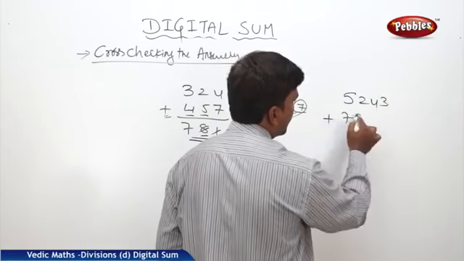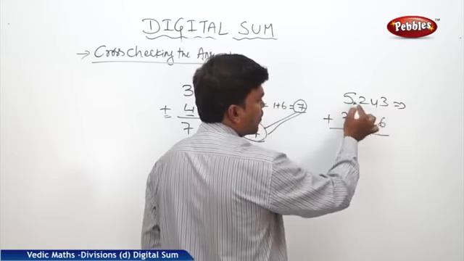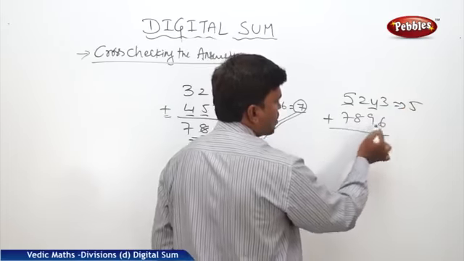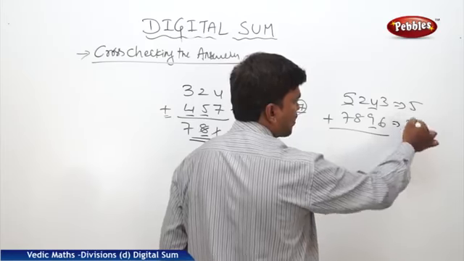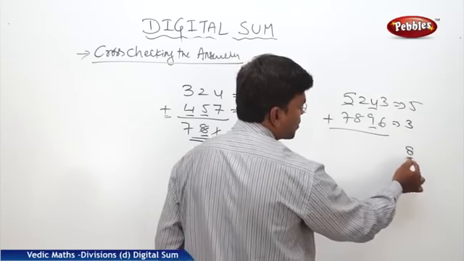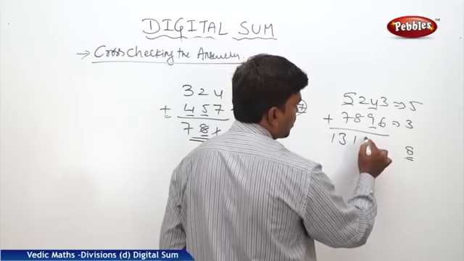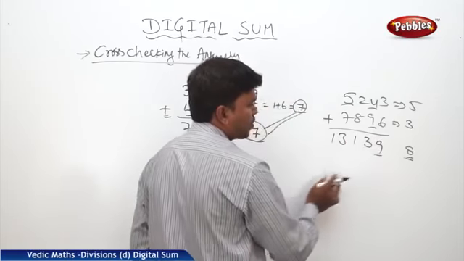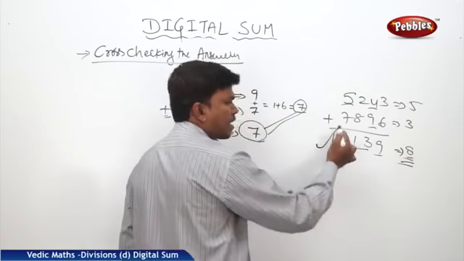5243 plus 7896. I want to add immediately, but first I want to check. 5 plus 4 we can ignore. 2 plus 3 is 5. So 9 we can ignore. 7, 8 is 15, 15, 6 is 21. 2 plus 1 is 3. 5 plus 3 is 8. So I should have the digital sum as 8. Let us see: 12 but 13, 0 but 1, 3 but 3 only, 9. So 9 can be ignored. So 4 plus 4, 8. I got the same digital sum, so my answer is right.